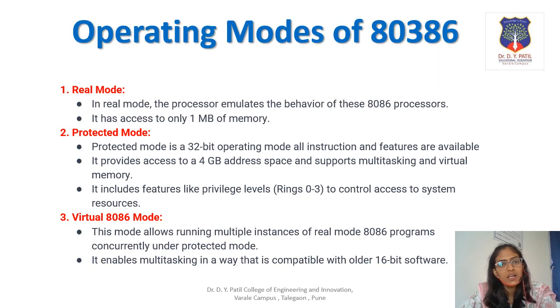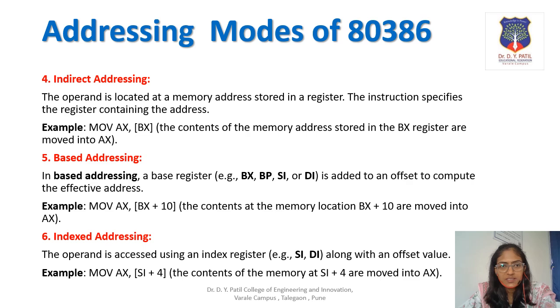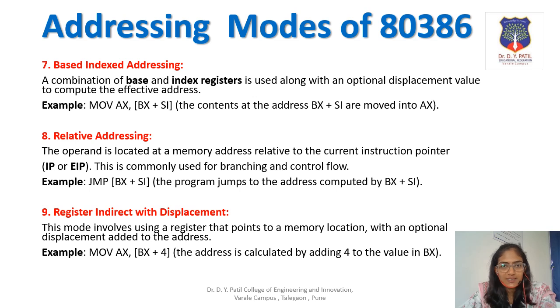Next, we will see the operating modes of 80386. The first is real mode, protected mode, virtual 8086 mode. Then we will see the addressing modes. The first is immediate addressing, register addressing, direct addressing, indirect addressing, based addressing, indexed addressing, based index addressing, relative addressing, register indirect with displacement.